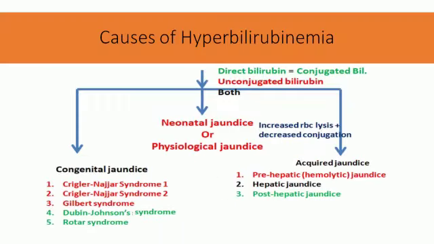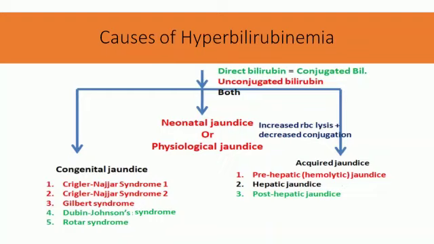Okay. Now let us see what are the causes of hyperbilirubinemia. It can be congenital, it can be neonatal or physiological, or it can be acquired. In congenital, there are 5 types wherein there is some inherited deficiency of bilirubin metabolism. There are 3 types, that is Crigler-Najjar syndrome 1, Crigler-Najjar syndrome 2 and Gilbert syndrome. All these are examples of unconjugated hyperbilirubinemia. Dubin-Johnson syndrome and Rotor's syndrome form the cause of hepatic jaundice.